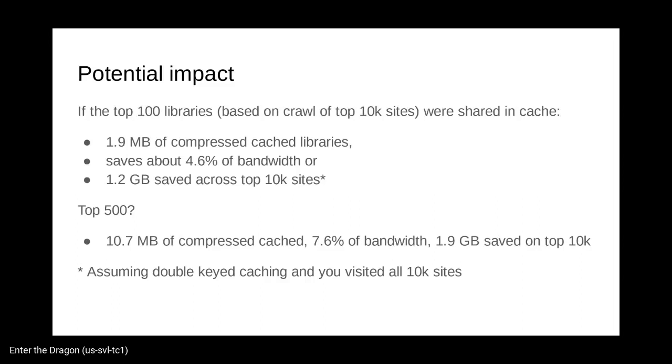But even as it is, we could download the top 100 libraries and save them into cache. It would take 1.9 megabytes. And if you were to visit every domain, you would save 1.2 gigabytes across the top 10K sites. And the top 500 libraries, only 10.7 megs, saves 7.6% of all the bandwidth, or 1.9 gigs, across all of the resources.